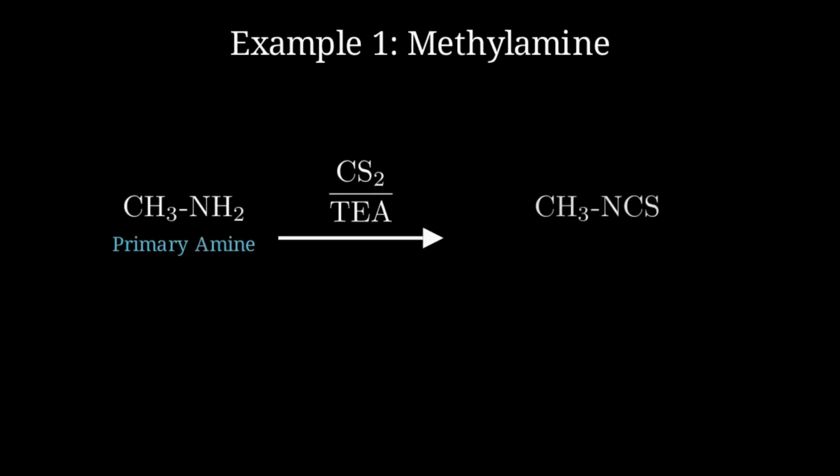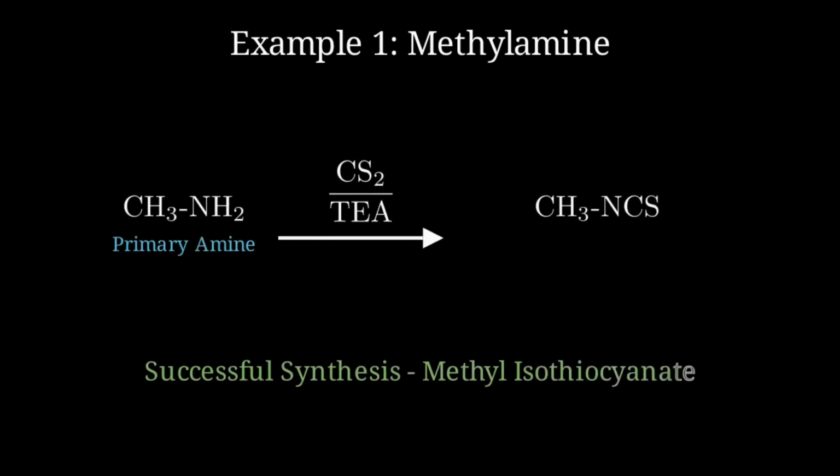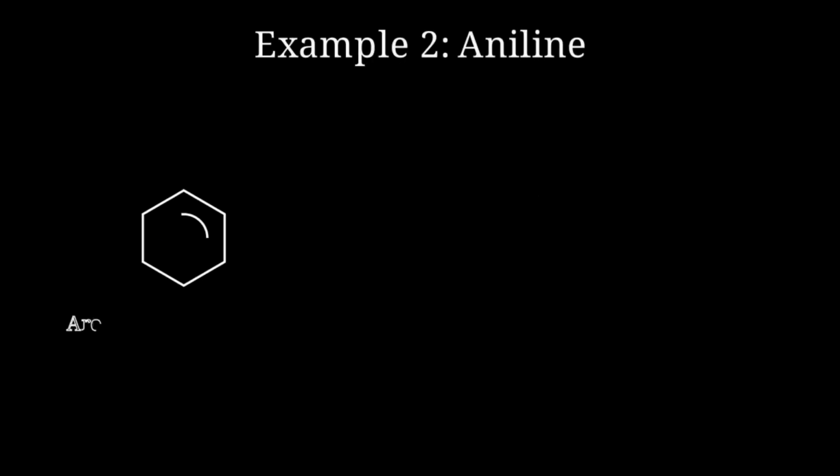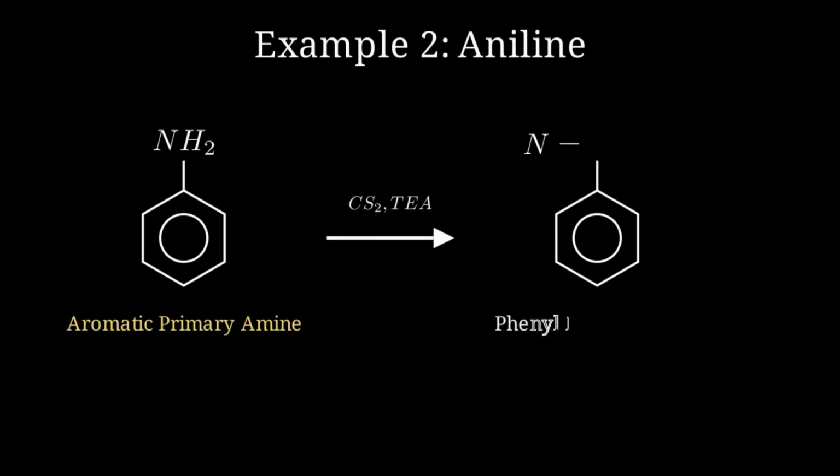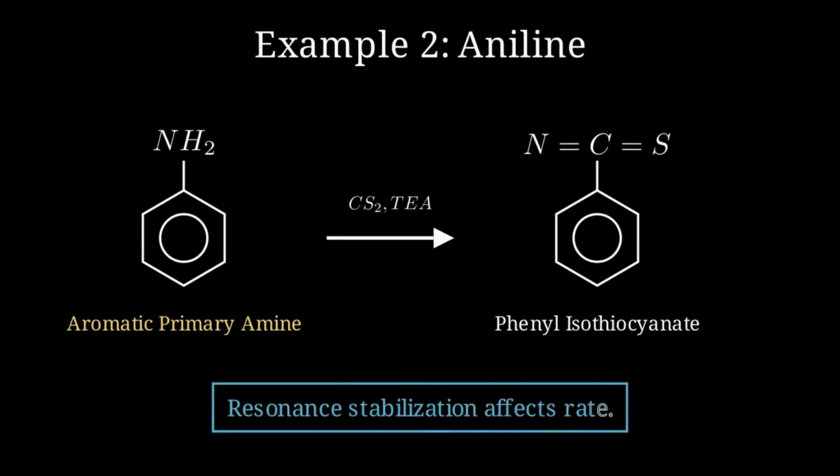Let's look at methylamine, a simple primary amine. With 2 hydrogens available, it reacts efficiently with carbon disulfide and a base like triethylamine to produce methyl isothiocyanate, a common soil fumigant. Aniline is an aromatic primary amine. Despite the electron-withdrawing nature of the benzene ring, the 2 hydrogens on the nitrogen still allow for the successful formation of phenyl isothiocyanate, though reaction conditions may vary.